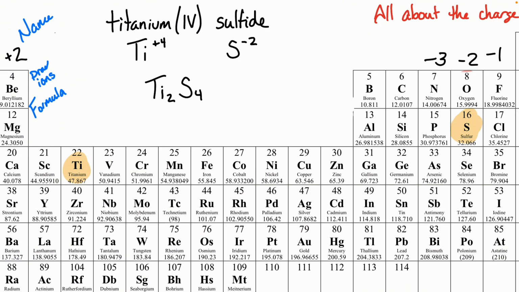We're going to reduce it, right? We're going to pull out any common factor. 2 and 4, what's the common factor there? 2. I can divide both of those numbers by 2, right? So my fully reduced formula here would be TiS2. Right, so again, draw the ions, swappy swap, reduce.